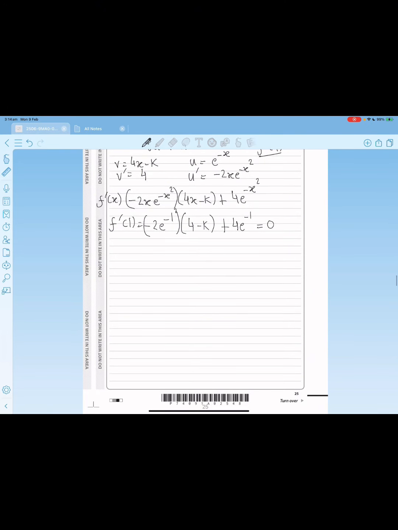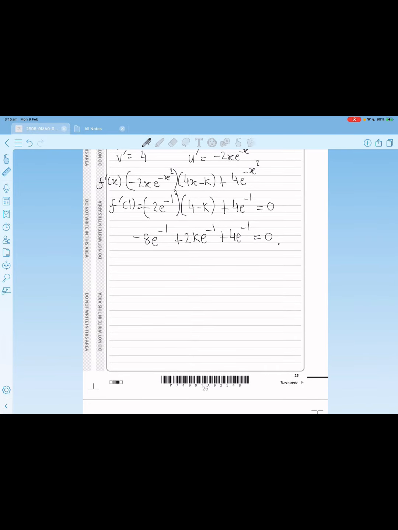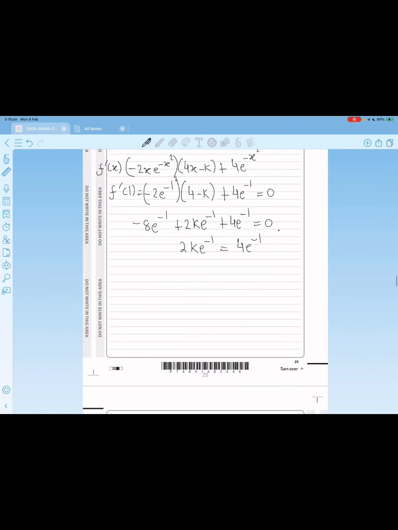So therefore, I would get minus 8 e to the minus 1 plus 2k e to the minus 1 plus 4e to the minus 1 equals 0. Now what can I do? I can do minus 8 plus 4 to give me minus 4e to the minus 1, and then I'll bring that to the other side as well. So I'll say 2k e to the minus 1 equals 4e to the minus 1. E to the minus 1s would cancel out. 2k equals 4. Therefore, k would be 2. And that's my answer for part A.